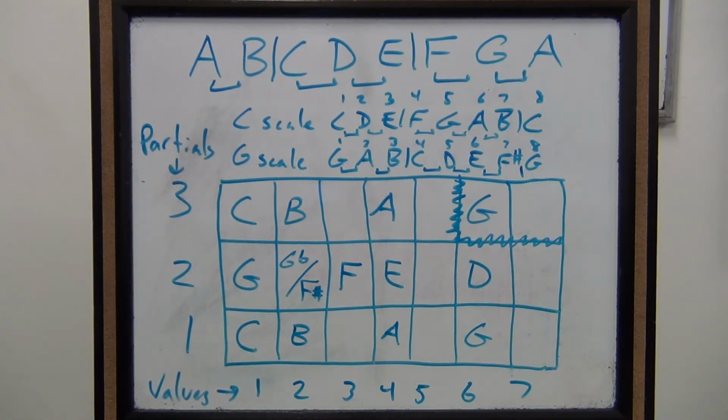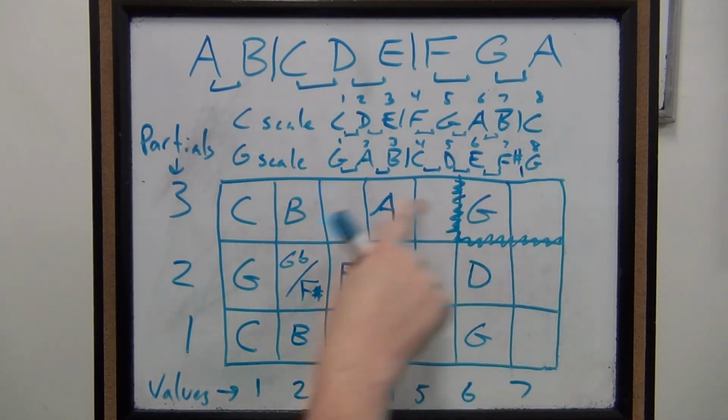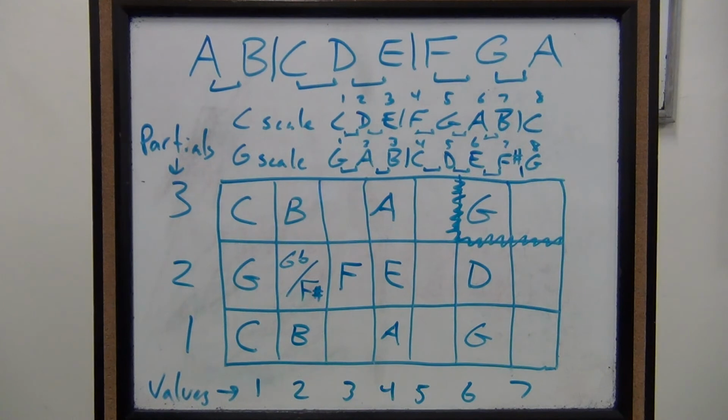If we want to do our arpeggio, treat it just like C. We're going to play 1, 3, 5, and 8. G, B, D, G. Okay, that's all the information you need to do it.